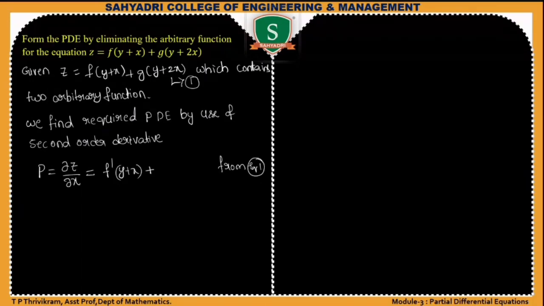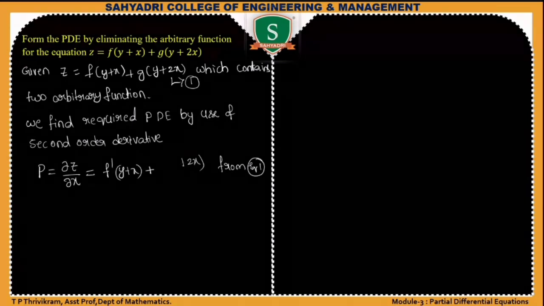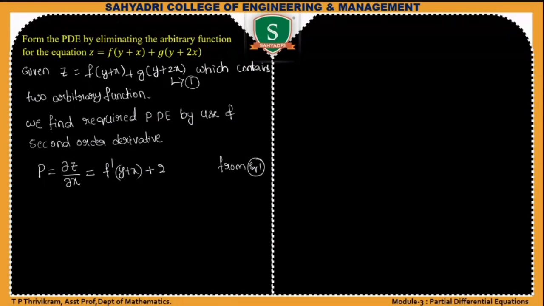Fine. Now, g dash of y plus 2x, and differentiate this one with respect to x. What happens? 2 into, so you'll get 2 into g dash of y plus 2x.